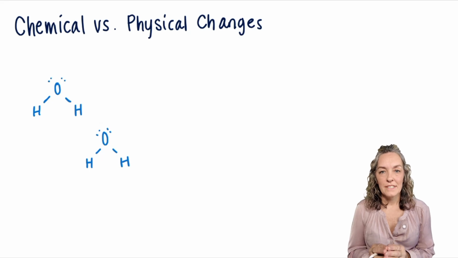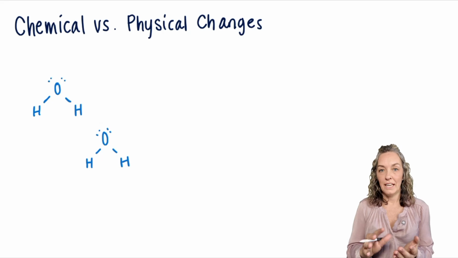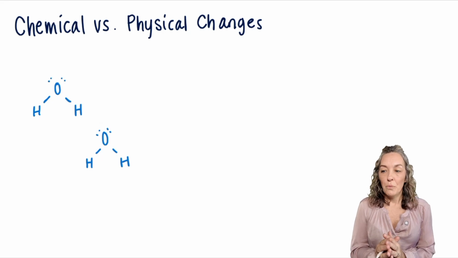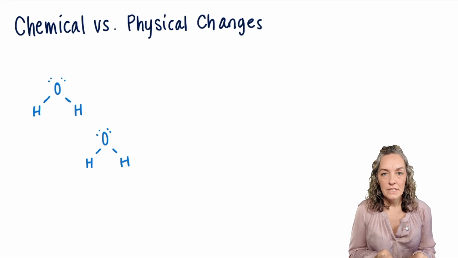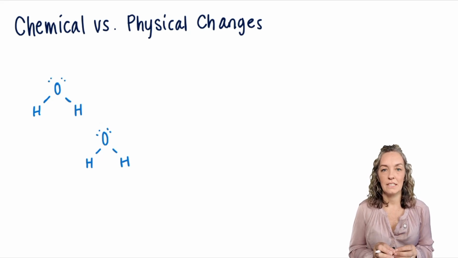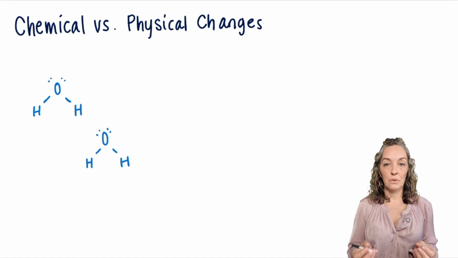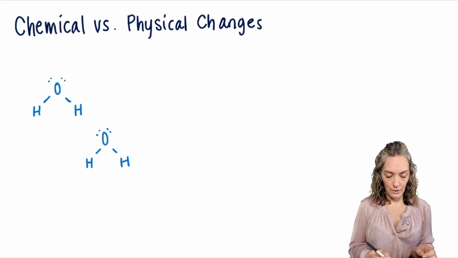Let's look at water as our first example. Water is something that we are all familiar with. We see it in the solid, liquid, and gas state. So here I have a Lewis dot structure drawn for water. It's important to understand the difference between a bond and an intermolecular force. So let's start out by identifying which is which.